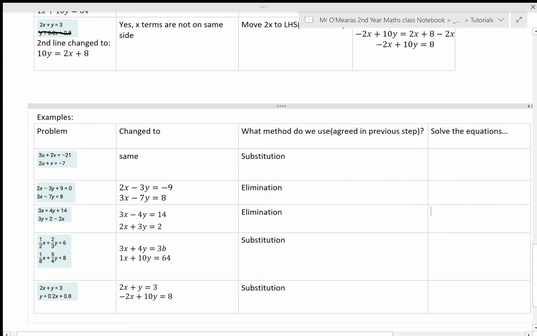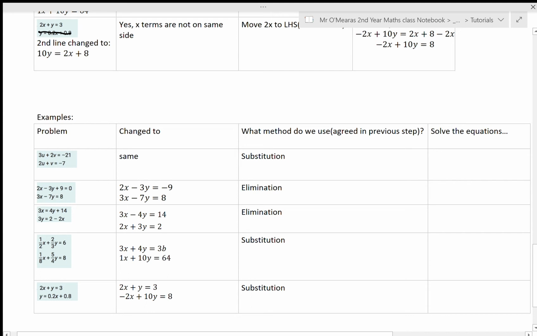The method that we decided to use, if we look back up the screen, is substitution. So there's a gap over here where it says solve the equation. I'm not expecting you to fill them in here, but it'd be a great idea now for you to finish these off using the method that has been decided. So the very first one here, 3u plus 2v equals minus 21, 2u plus v equals minus 7. Use the substitution method to solve that.